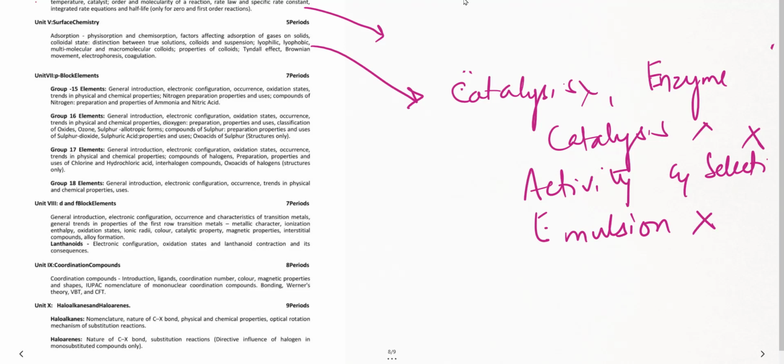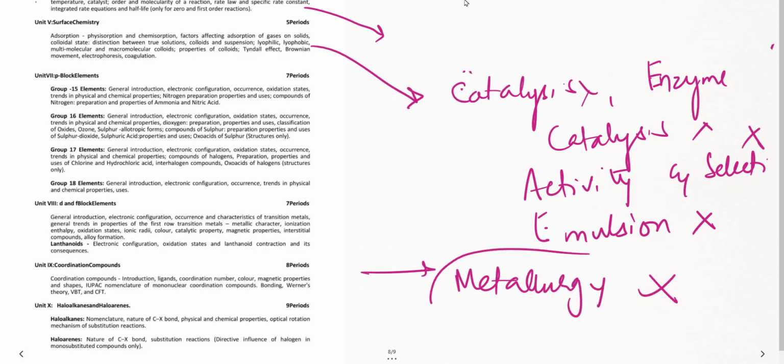This is fine. Okay. Now, as you're seeing, after surface chemistry there should be a chapter called metallurgy, no? That is isolation of elements. The metallurgy chapter is completely gone. They have taken out the metallurgy chapter.